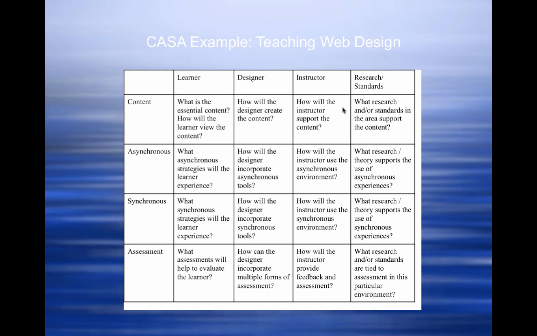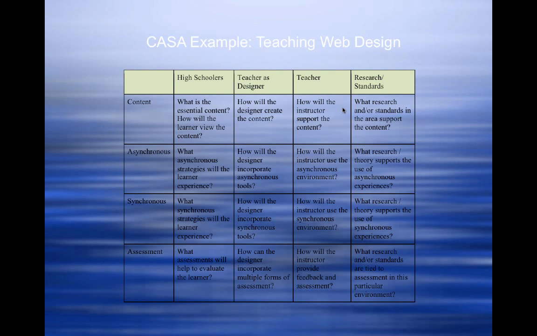And then also I'll explain a little bit about how each of those are operationalized in terms of the content, assessment, synchronous, and asynchronous categories. So let me go ahead and do that with the teaching web design example. And as you can see, I will address the particular questions that I ask in the grid and explain how I operationalize those within the grid to help you figure out how you can do your own application of using the CASA model for your own particular content areas that you're interested in.